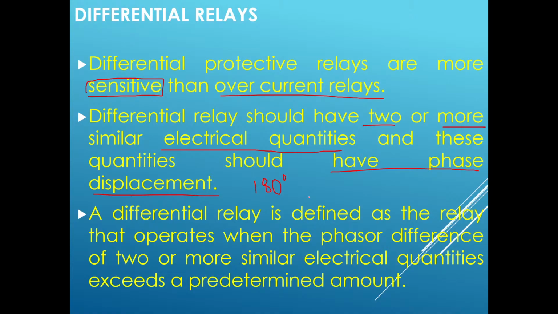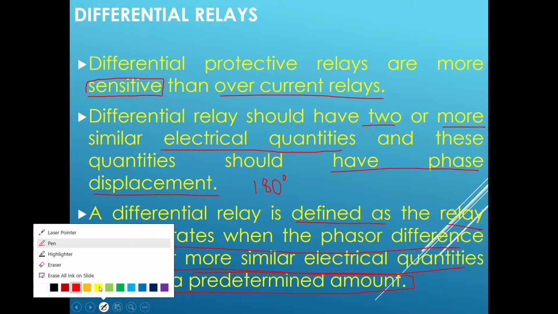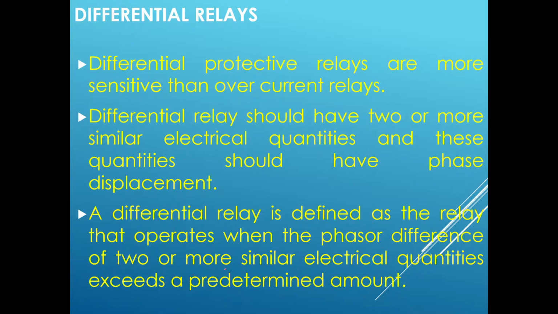The differential relay is defined as the relay that operates when the phasor difference of two or more similar electrical quantities exceeds a predetermined value. So when the phase difference between two or more similar electrical quantities exceeds a certain predetermined value, then only this relay will operate.